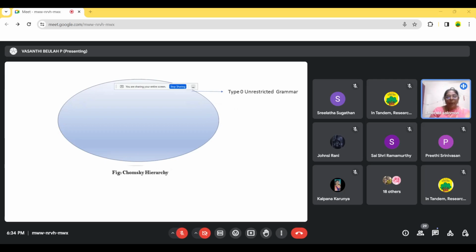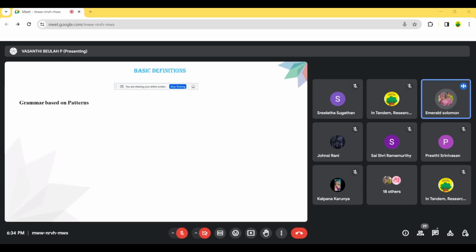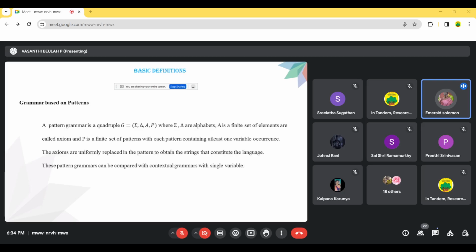Next slide. Now from there, you have a pattern variable, and then you have an axiom word. So in the pattern variable, I will substitute the axiom word. Next slide, the example. I represent it by G equal to (sigma, delta, A, P), where sigma is the alphabet and P is a finite set of patterns. So it will have a pattern variable. In that variable, I will substitute the axiom and keep substituting all the words which are generated. So I get a set of pattern words.